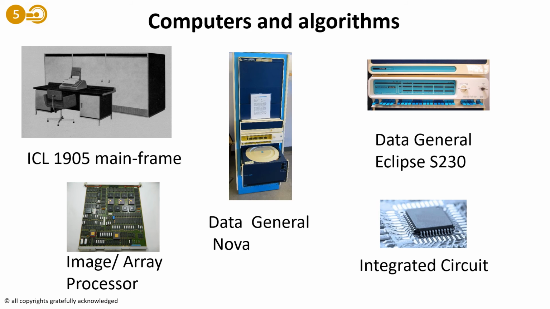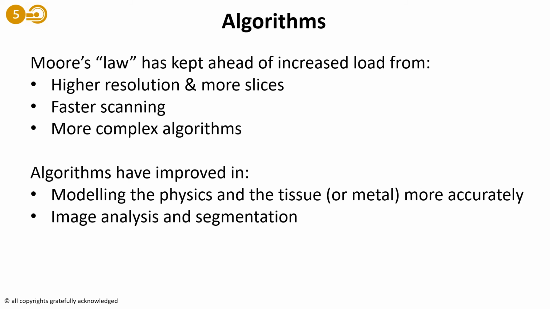By the late 1970s, dedicated array processors were being used to process the CT images. Over the following decades, computers and processors have got smaller and more powerful till integrated circuit processors were available with far more power and speed than an entire building of the early mainframe computers. The algorithms have improved, and I've just put a couple of examples there of ways in which they've improved. If you talk to the CT manufacturers, they would probably give you a much longer list, but these are the ones that I've noticed, basically.